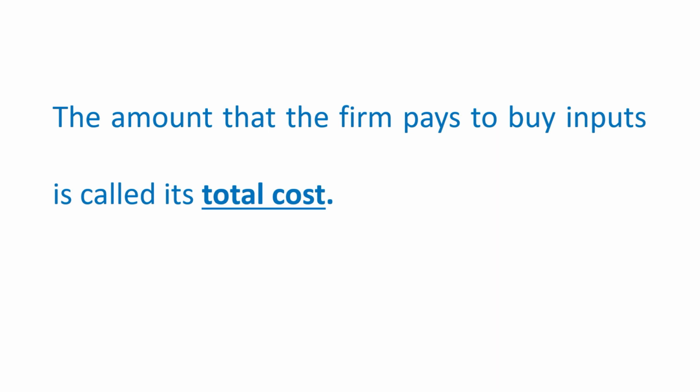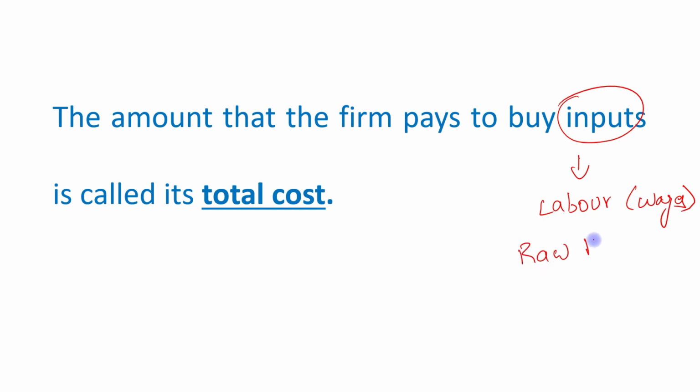The amount that the firm pays to buy the inputs is called its total cost. Inputs like labor. So what do we pay to labor? Wages, right? Raw material, etc.